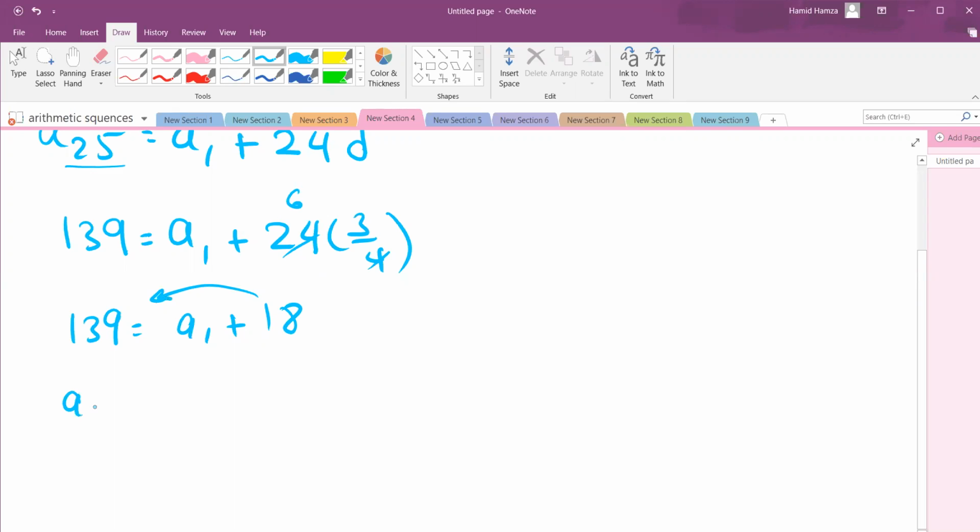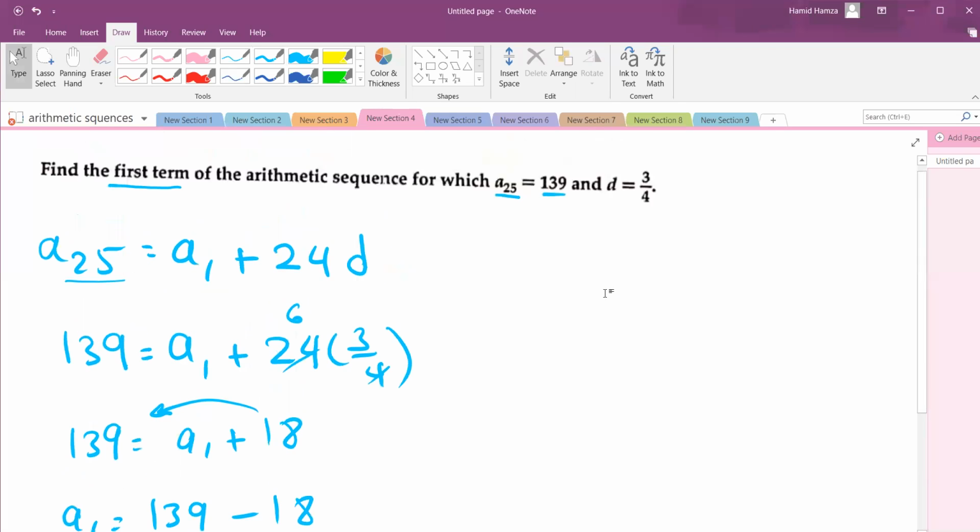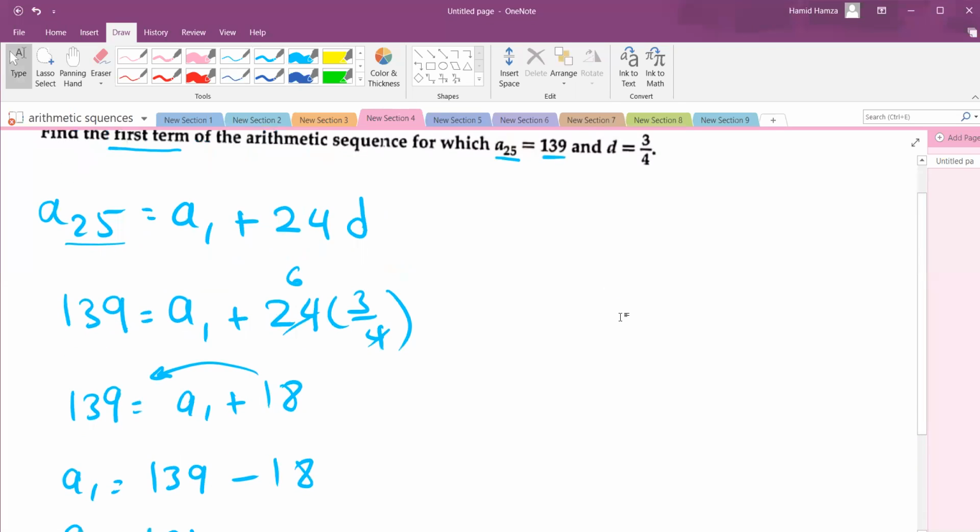Moving 18 to the other side, A1 is 139 minus 18. So the first term, A1, equals 121. This is the first term. So any question? Any question, guys?